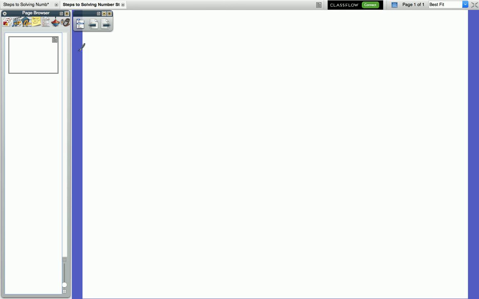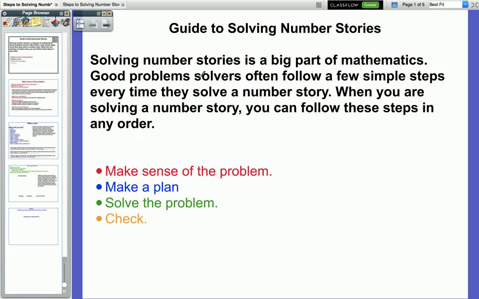Okay, so our lesson today is going to be a review of solving number stories. There is a home link that goes with this, if you choose to do it. So, the guide to solving number stories is a big part of mathematics.